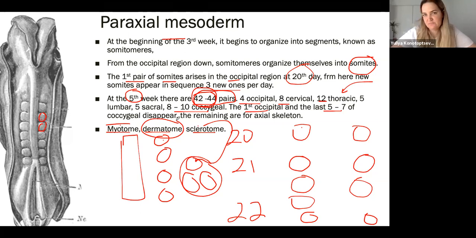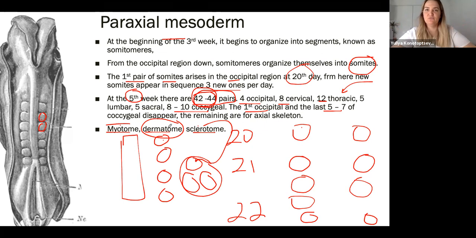What does dermatome give you? Don't say skin. Be more specific. Dermis of the skin? Very good. Dermis. Where does epidermis come from? Surface ectoderm. It comes from the surface ectoderm. Dermatome gives rise to the dermis of the skin. And what is so special about the dermis? You don't know that, but it actually possesses nerves.